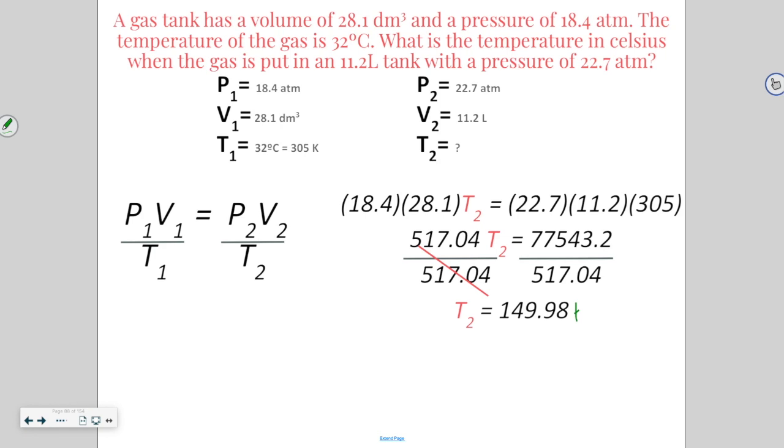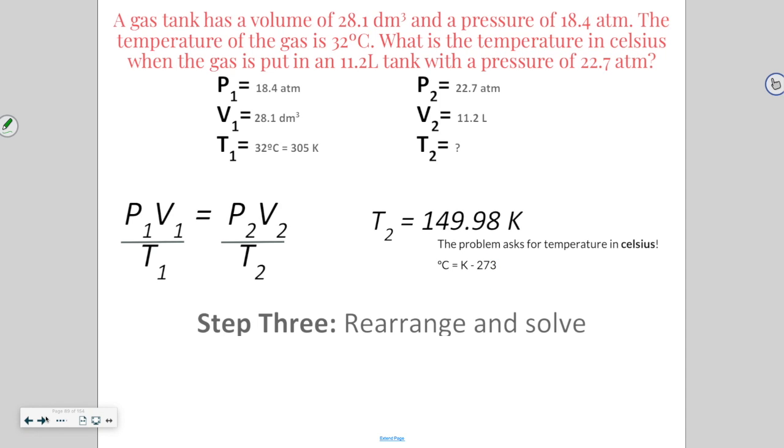And that temperature is in Kelvin. What do we notice the problem asked for? The problem asked for temperature in Celsius. So I'm not done yet. The problem asked for it in Celsius, so I need to subtract 273 to get back to Celsius, and that gives me a final answer of negative 123.02 degrees Celsius. That's example 1.